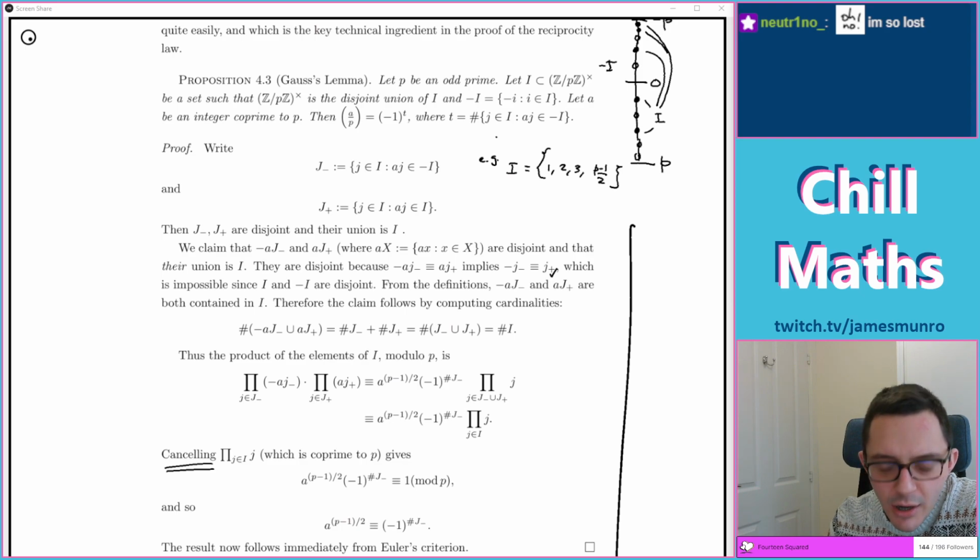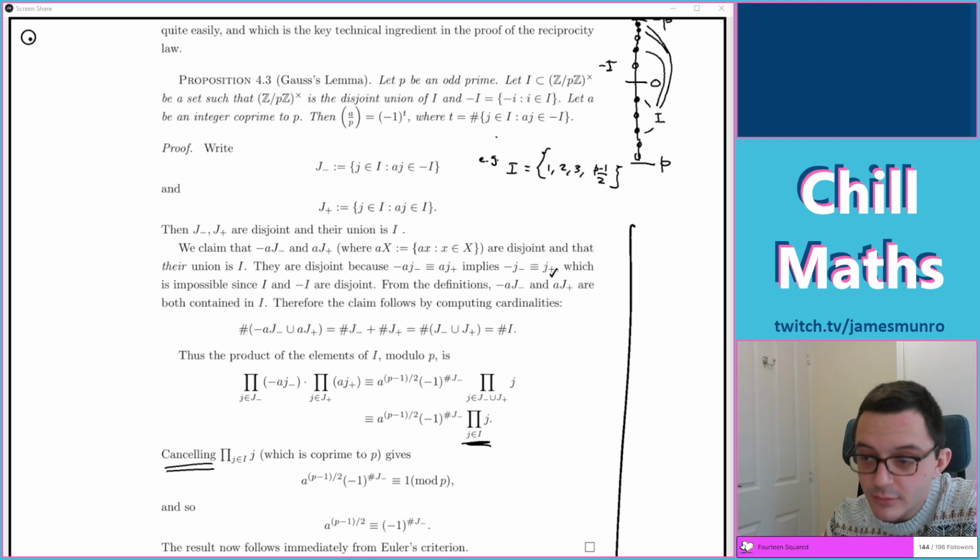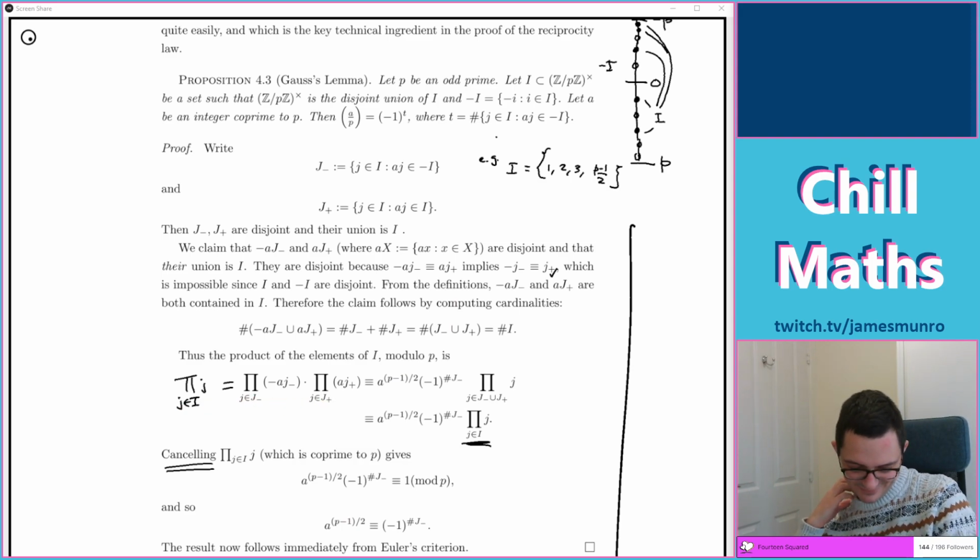What is all of this? Oh, this is the product of the elements of I. And this is the product of elements of I as well. This is like some really weird way of writing the product of the elements of I. You multiply together. Oh my goodness. J minus and J plus constitute all of the elements of I. No.